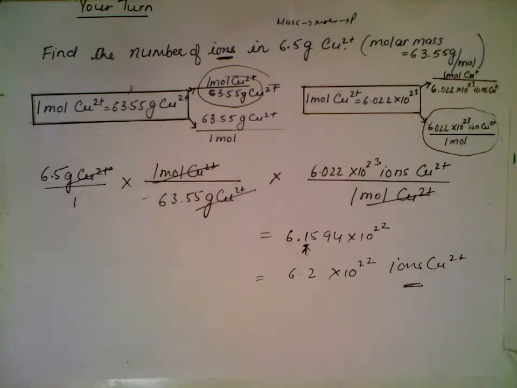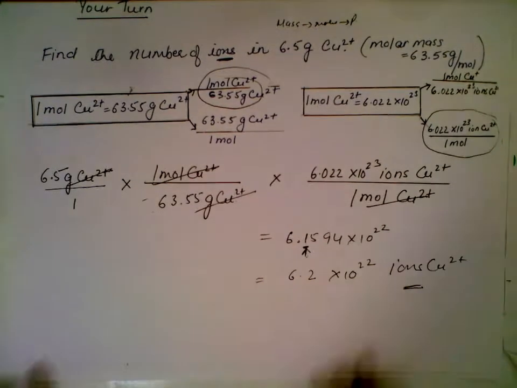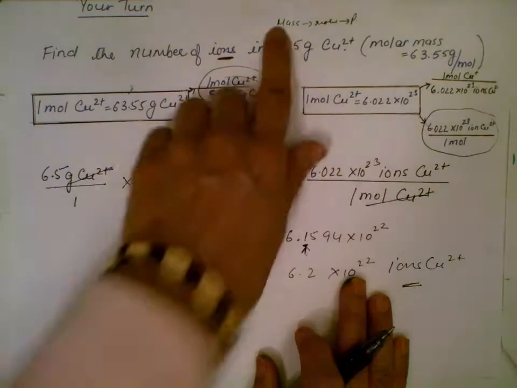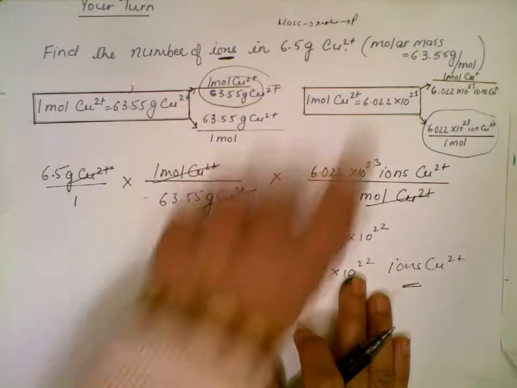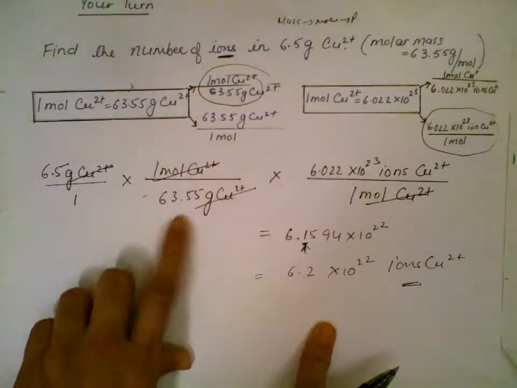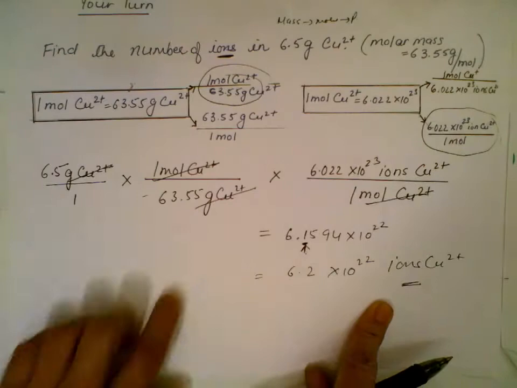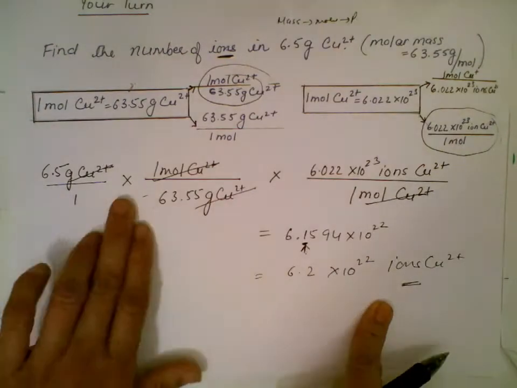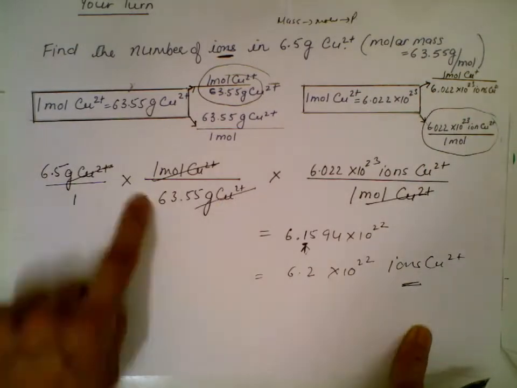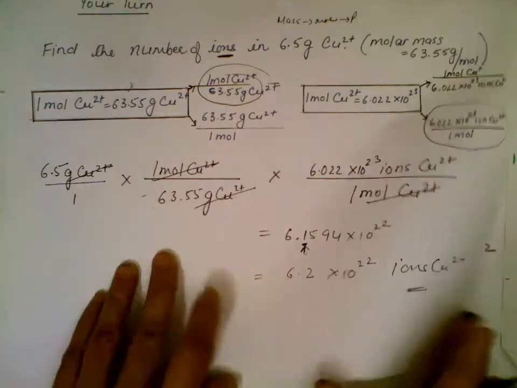So if you were to explain in writing how you would determine the number of particles from the given mass of the sample, you would say: to convert from mass to particles, I will be using 2 conversion factors. And what are those conversion factors? The molar mass and the Avogadro's number. So what are you going to do? You're going to say, I would multiply the given mass, because this is gram, by the inverse of molar mass, and then again multiply by the Avogadro's number.